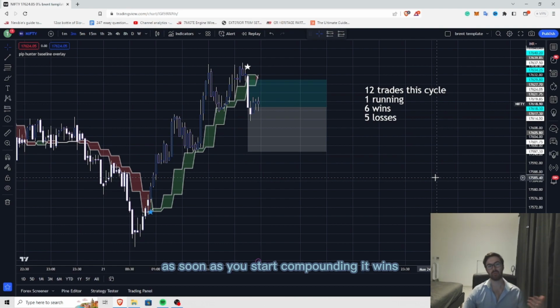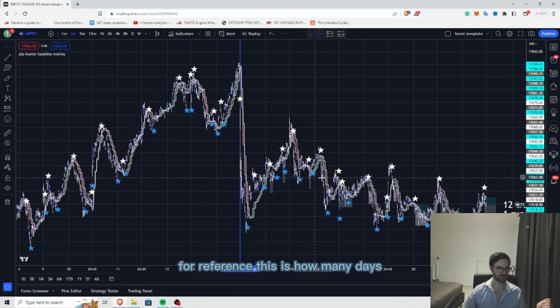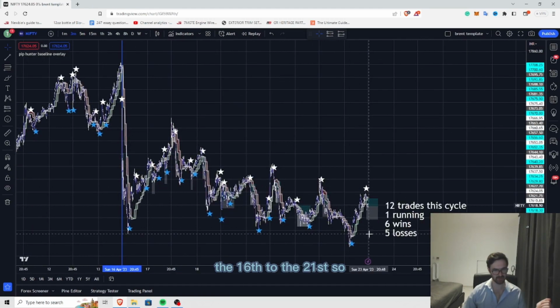As soon as you start compounding your wins, it's going to make a much bigger difference, and you'd probably end up near sort of 5% off those few trades. For reference, this is how many days? The 16th to the 21st.